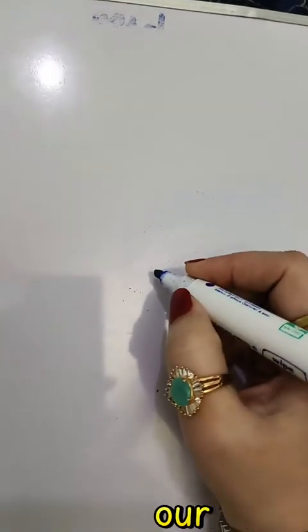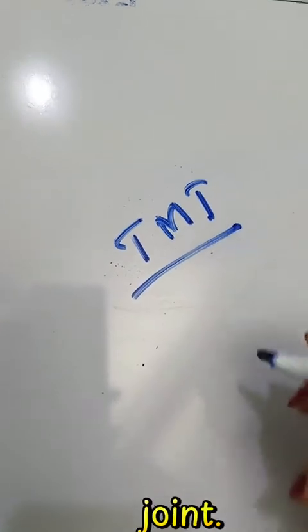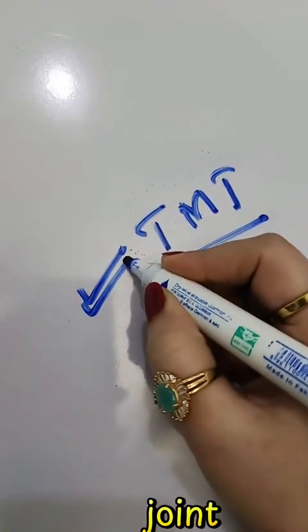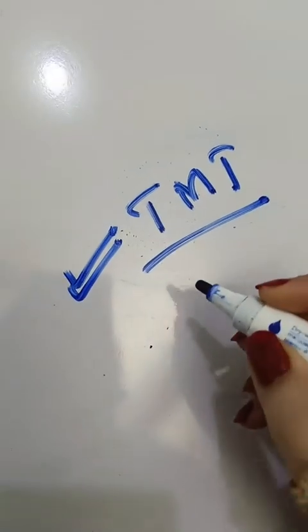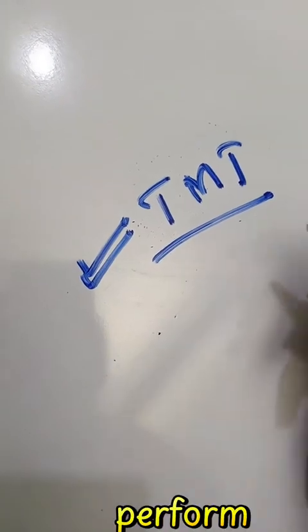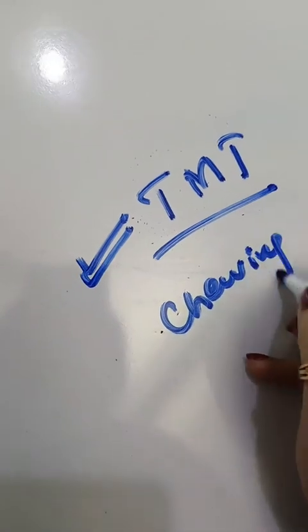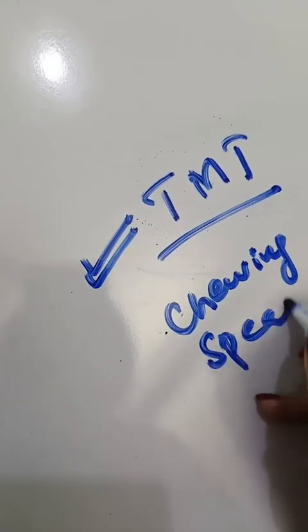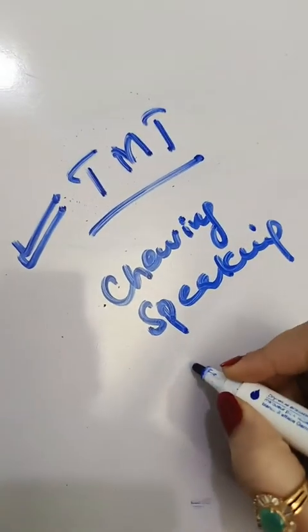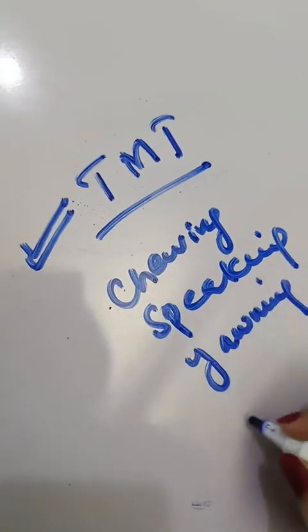Hello everyone, our today's topic is TMJ, that is the Temporomandibular Joint. It is the only mobile joint of the skull. This is the special joint because it allows us to perform everyday activities like chewing, speaking, yawning, laughing.